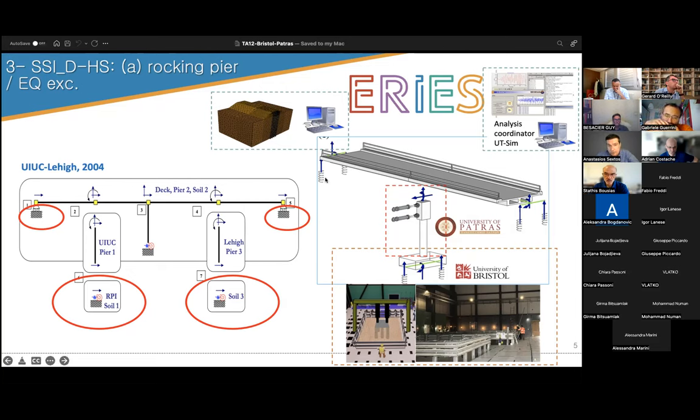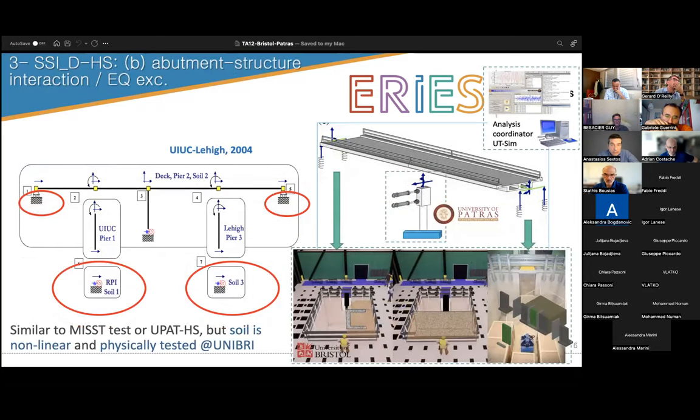Another version of such a problem would be to substructure the problem differently, where again the computational part, the deck, would be the same. Again, the pier would be tested physically at the University of Patras, but it would be considered fixed. And then the boundary conditions, like the lateral stiffness of the abutments, would be tested and measured, returning this value for every time step in the form of a pseudodynamic test involving the soil pit of the University of Bristol. Obviously, we don't have two soil pits, but that would basically mean that we make use of the symmetry and we measure in the one and we assume in the other.